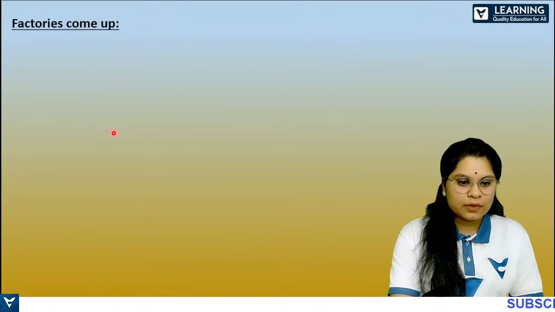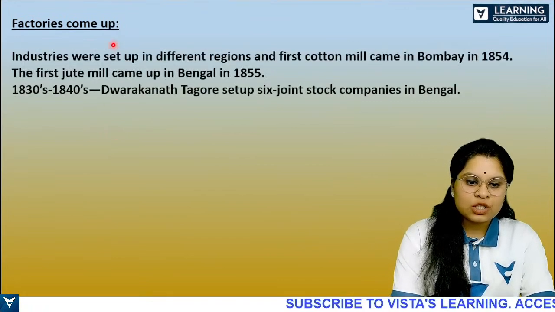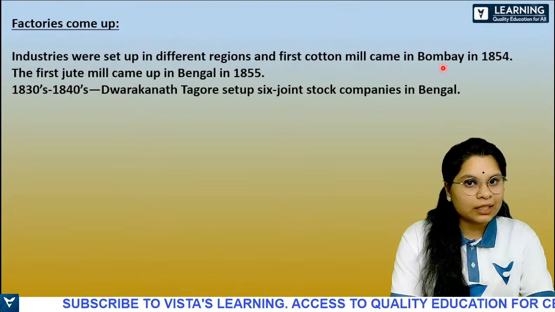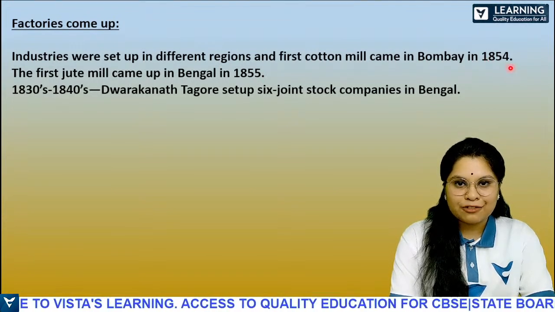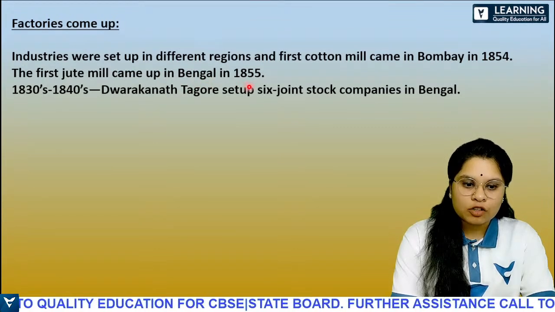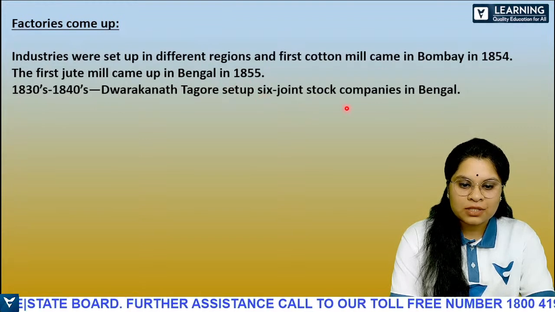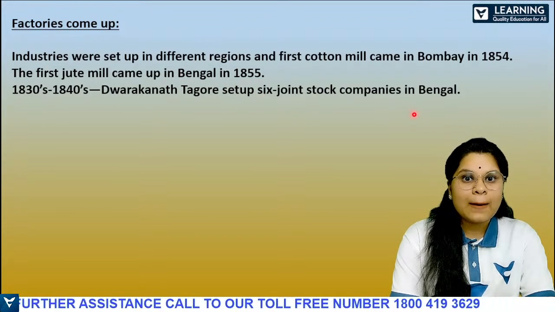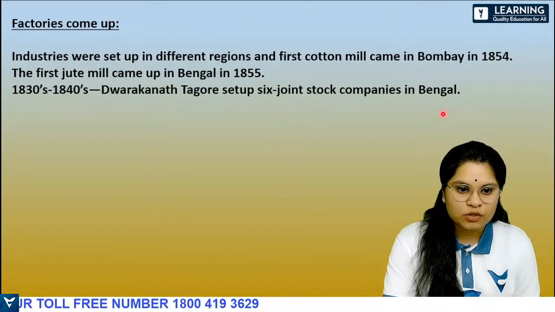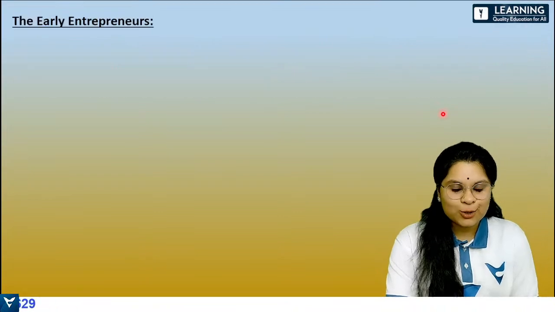Understood? Next is the factories which came up during that time. Industries were set up in different regions, and the first cotton mill came in Bombay, present Mumbai, in 1854. The first jute mill came in Bengal in 1855, and in the 1830s to 1840s, Dwarkanath Tagore set up 6 joint stock companies in Bengal. So these were the factories which came up during that time, which is very important and a huge one.